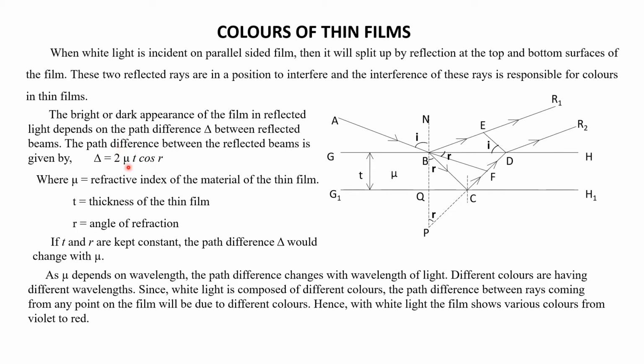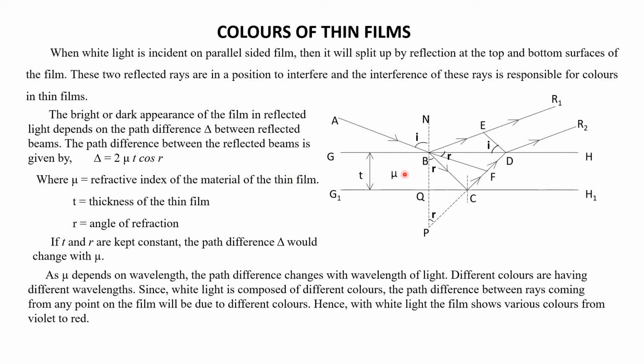So in this equation, t and mu are constants because this is a parallel sided film. The thickness is uniform, hence t is constant. The material of the film is the same, so mu is also constant. So if t and mu are constants, then the path difference delta changes only with the angle of reflection.